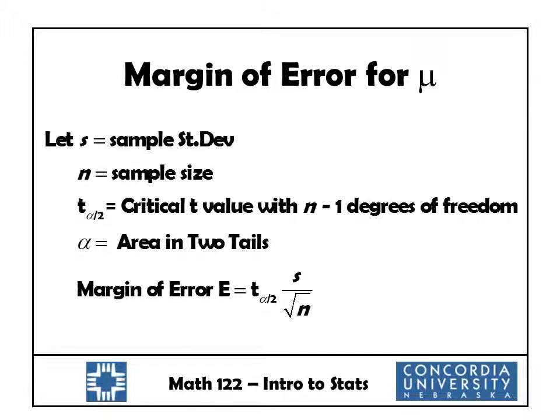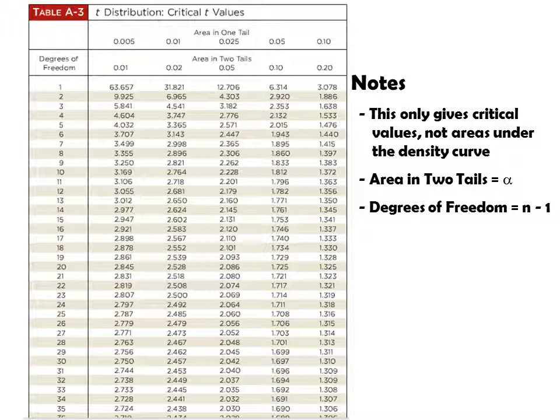And alpha, our confidence level, is the area in 2 tails. So we get that critical t-score from this table. See at the top, area in 1 tail, area in 2 tails. We always use the area in 2 tails. And so if we're at a 95% confidence level, then the area in 2 tails is 0.05. And the degrees of freedom along the left-hand column is equal to n minus 1. So it's the sample size minus 1. And so you get your critical values from here.